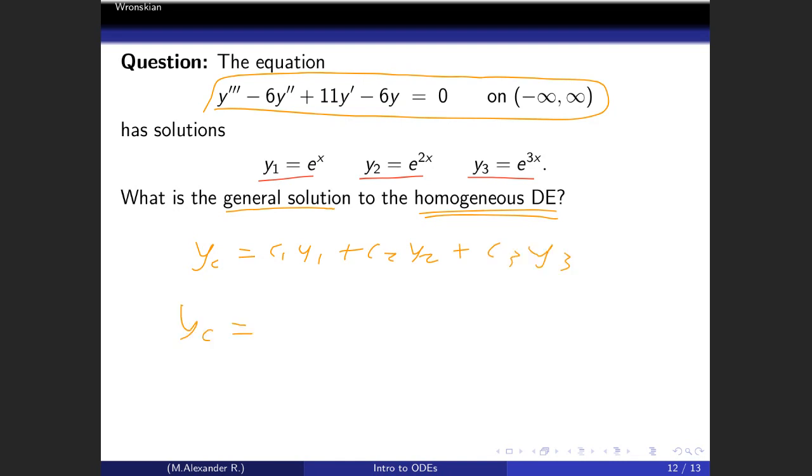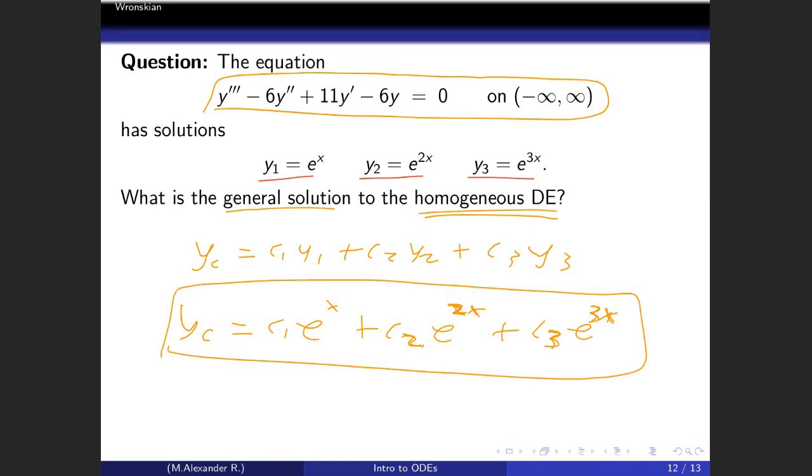So this is the general solution, which, with the formulas, becomes c1 e to the x plus c2 e to the 2x plus c3 e to the 3x. I chose this problem because it's a little easier to present. But the 2 in c2 has nothing to do with the 2x here, and the 3 in c3 has nothing to do with the 3x here. So you can flip-flop the functions or the numbers, and it's still perfectly fine to write that down. All right, so this is your general solution to the homogeneous differential equation.